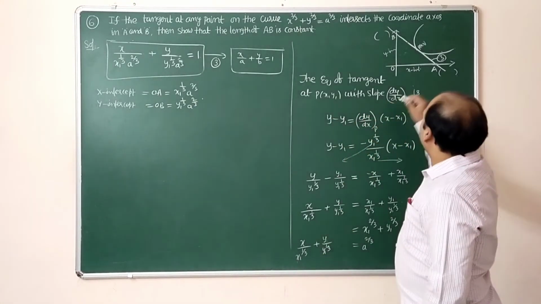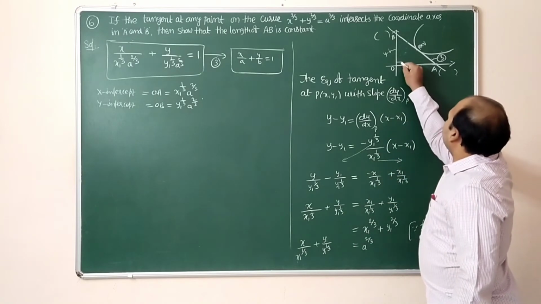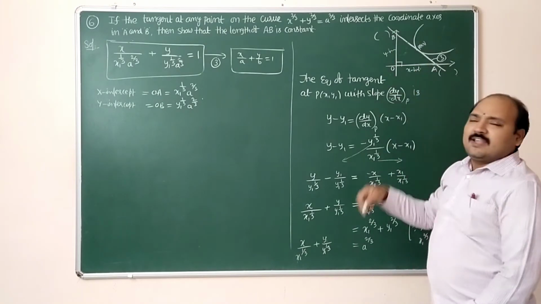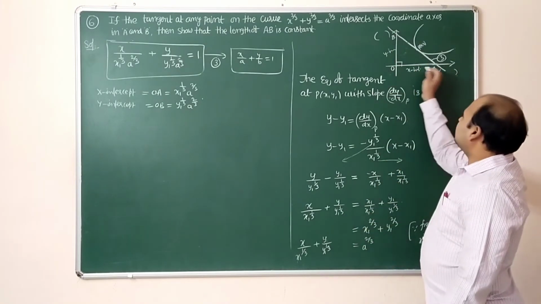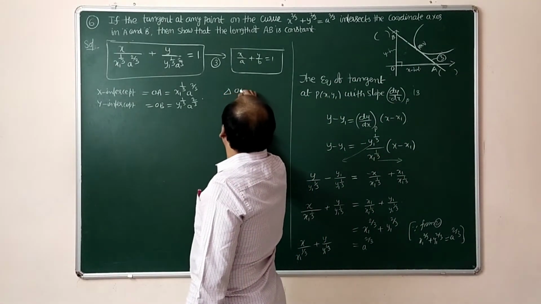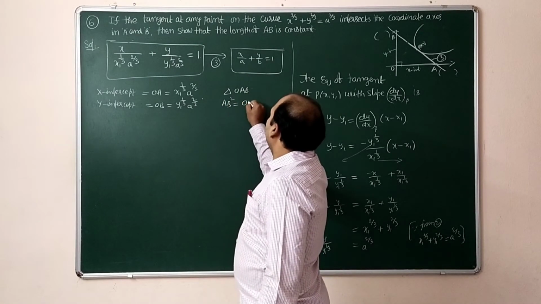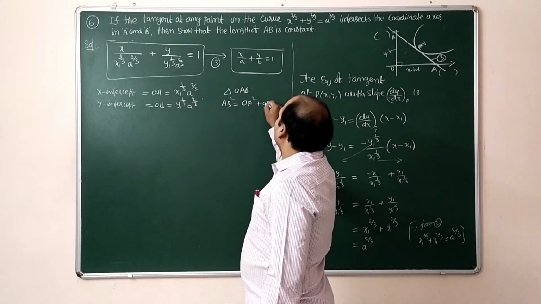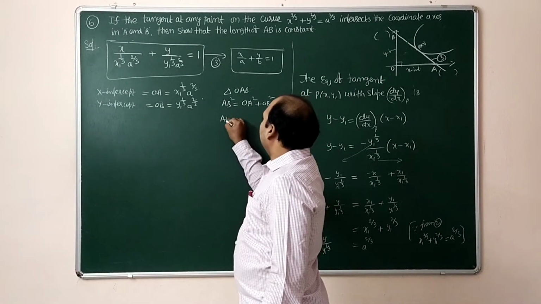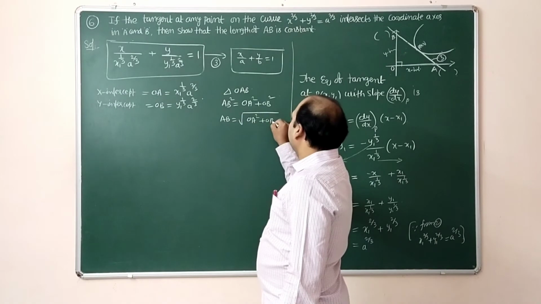But they are asking to calculate the length of AB. Observe that triangle AOB is right angled here. Whenever it is right angled, we can apply the Pythagoras theorem. From triangle OAB, AB square equals OA square plus OB square. So AB is equal to the square root of OA square plus OB square.